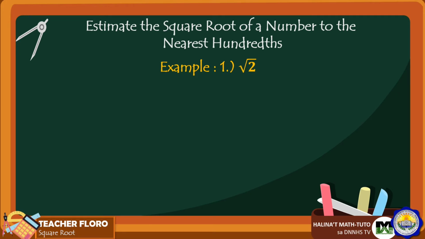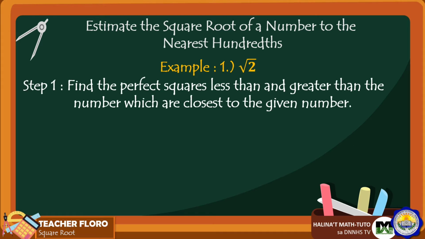Let's take a look at the sample. Estimate the square root of a number to the nearest hundredth. First example, square root of 2. We know 2 is not a perfect square. Now, what are we going to do? Let us estimate the square root of 2 by the following steps.